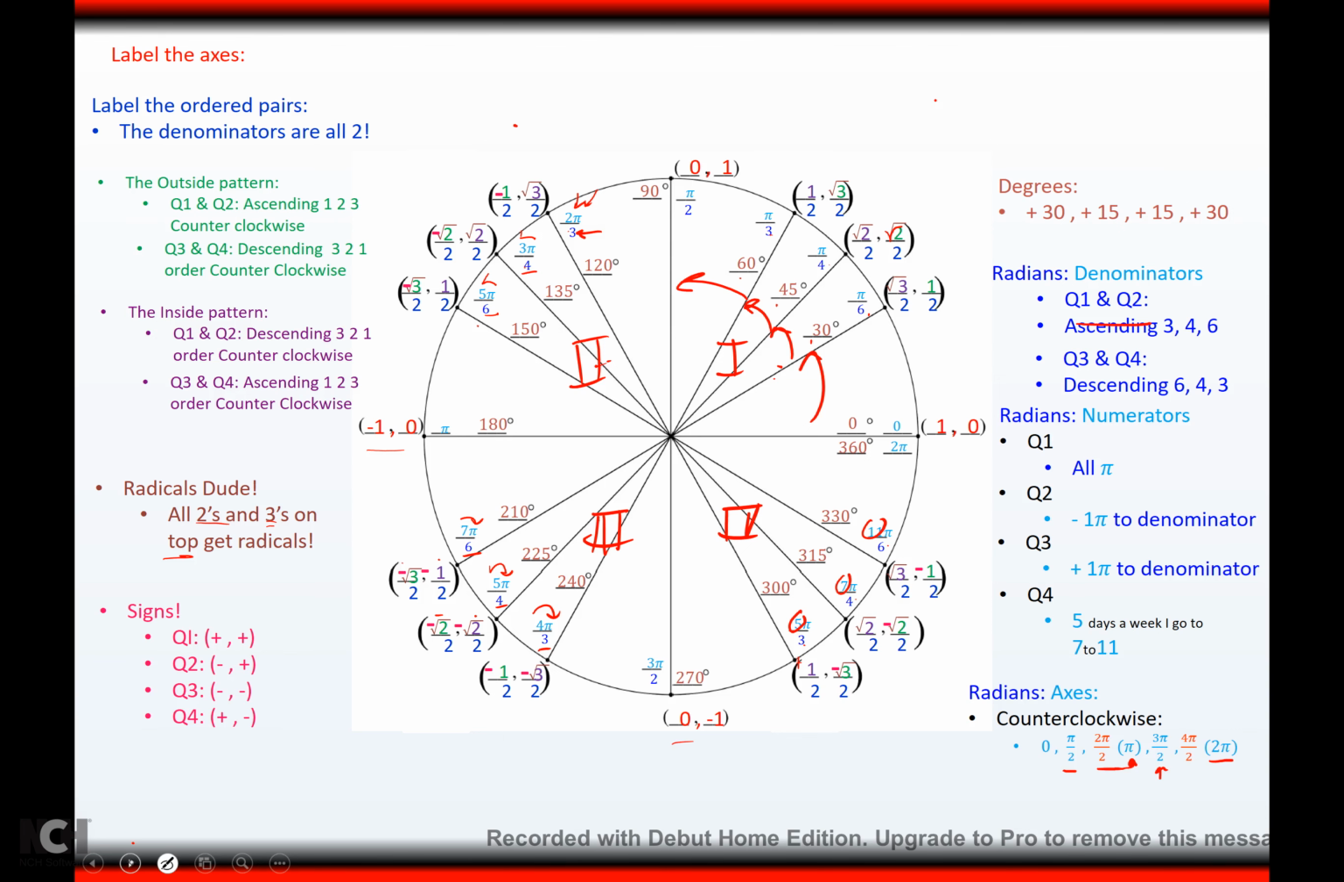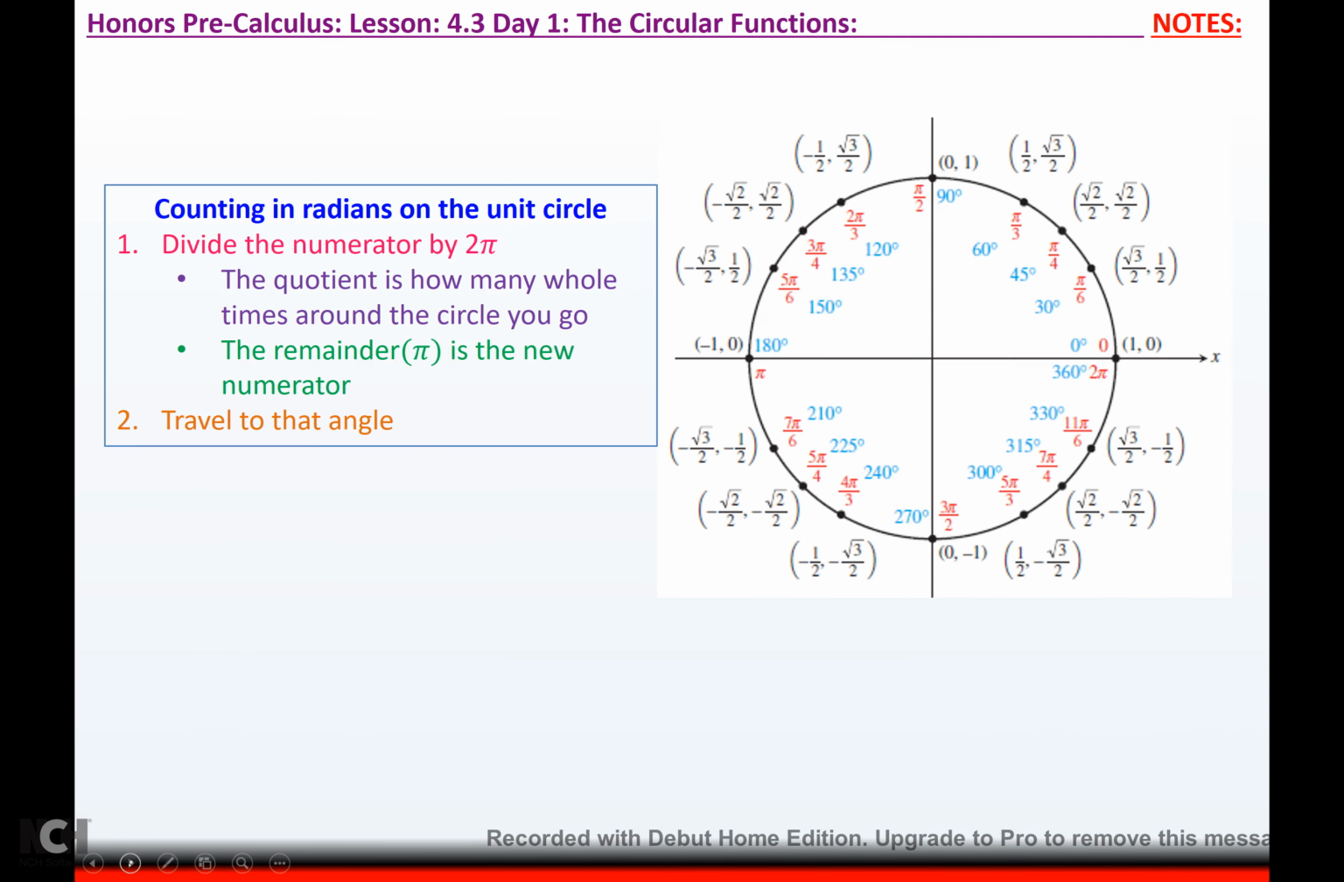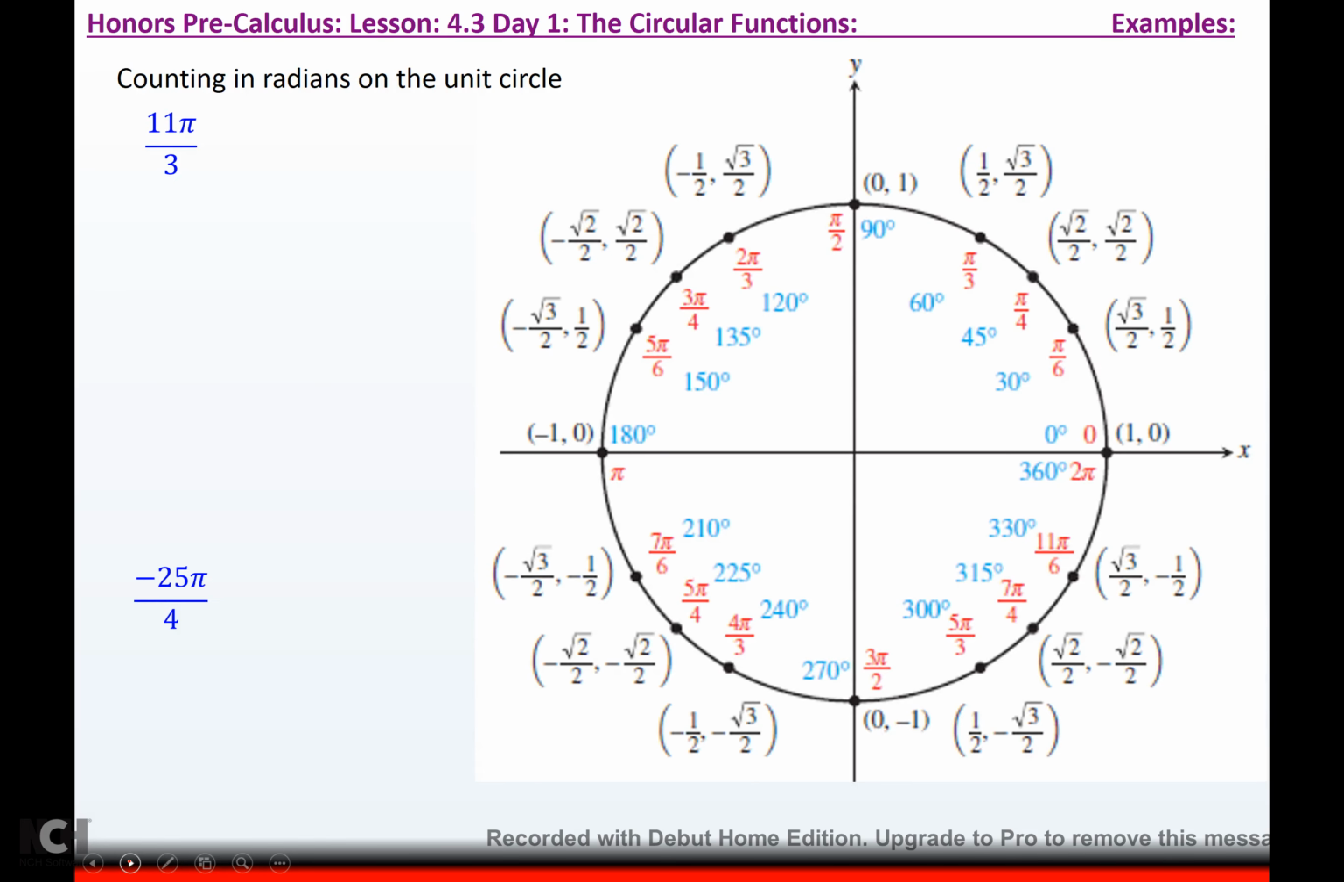All right, keep memorizing. All right, so counting in radians on the unit circle. What you do is you divide the numerator by 2 pi, because 1 whole time around would be 2 whole pi's. The quotient is how many whole times you go around the circle. The remainder in pi is the new numerator. Travel to that angle, and you've got your reference angle in the triangle.